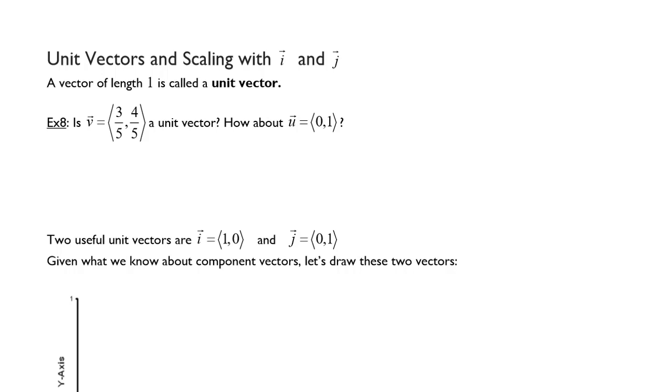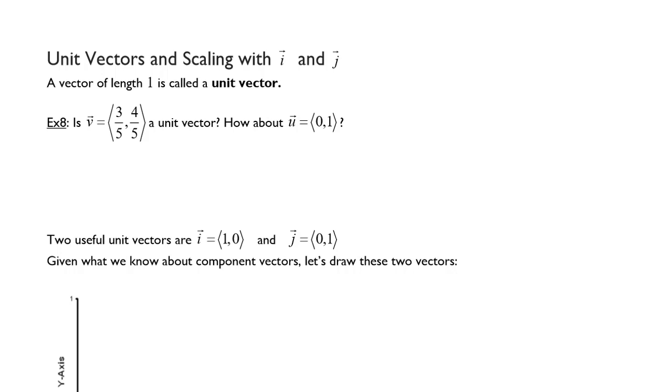Welcome back to video 6 on vectors in 2 dimensions. We're now going to look at unit vectors and scaling with the vector i and the vector j. A vector of length 1 is called a unit vector.